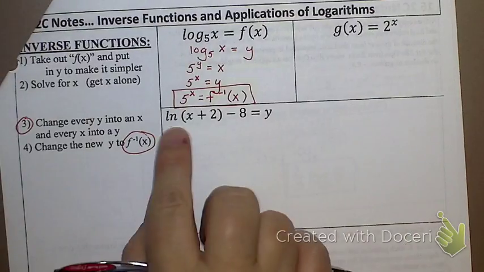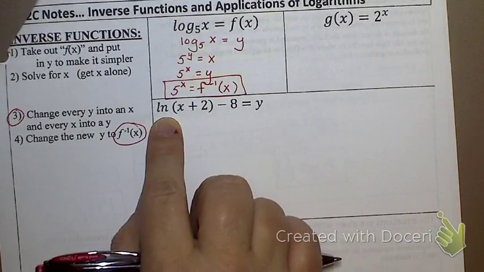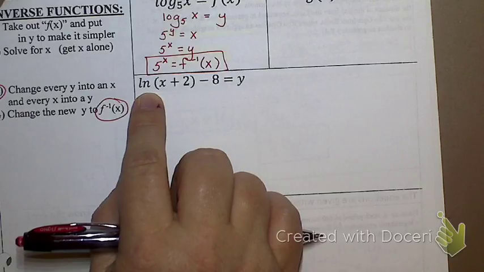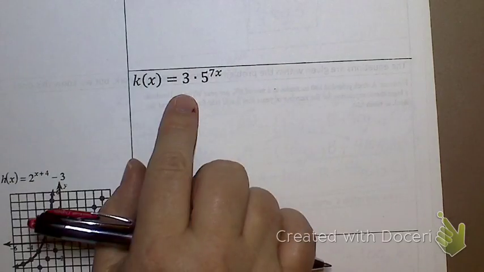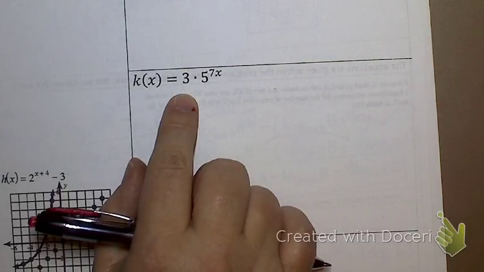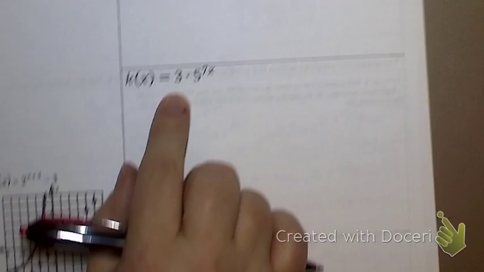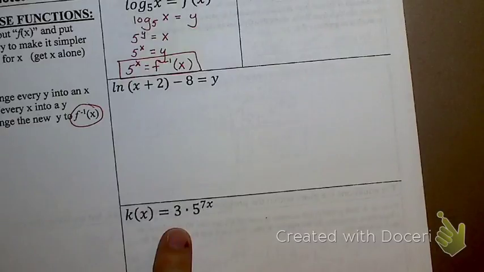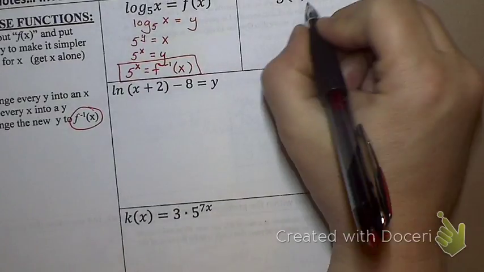So if I give you something like this and I say find the inverse, is the inverse going to be a log or an exponential? Exponential because this is a log. If I give you something like this, is its inverse going to be a log or an exponential? It's going to be a log because this one's exponential. So when I say find the inverse, it's always going to be the opposite form. Okay? All right, let's try this guy.